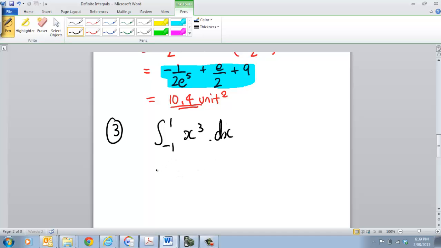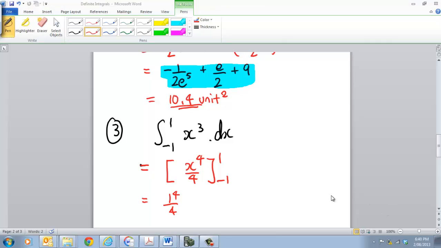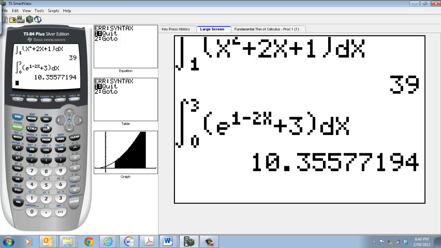Alright, so let's do that. So obviously when we're doing our integral, we're looking at the definite integral, so it's going to be x to the 4 on 4. Alright, so it's going to be 1 and minus 1. Go into here, so that's going to be simply 1 to the power of 4 on 4. And then I'm going to take away from that -1 to the power of 4 on 4. Now that will give me an answer of 0. Okay, let's look at why that's the case.